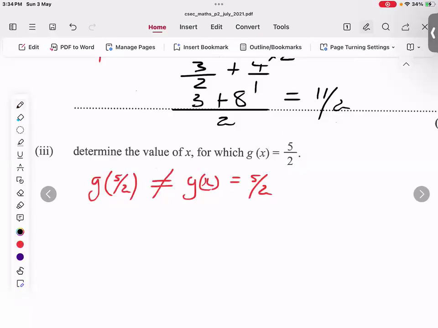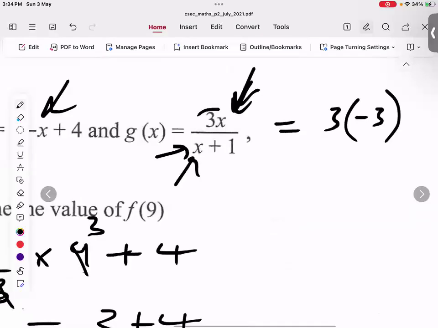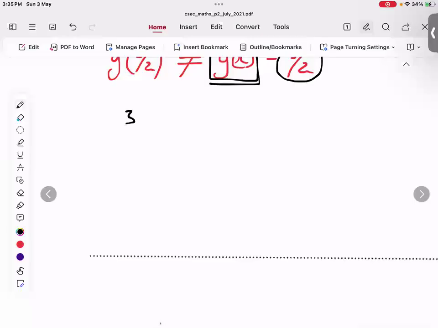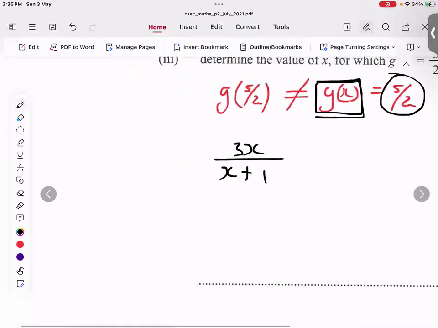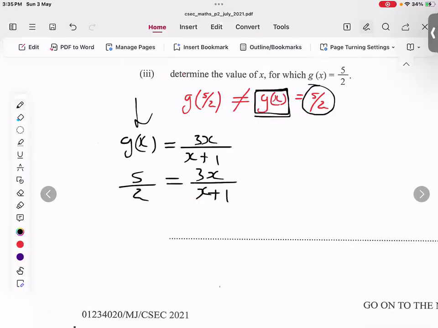What this means is that this g of x symbol here will be replaced by 5 over 2. So if we go back up to the g function, 3x over x plus 1, and say g of x is equal to that, we're going to simply replace this symbol right here with 5 over 2. So 5 over 2 will be equal to 3x over x plus 1. All right, so we're solving for x now.